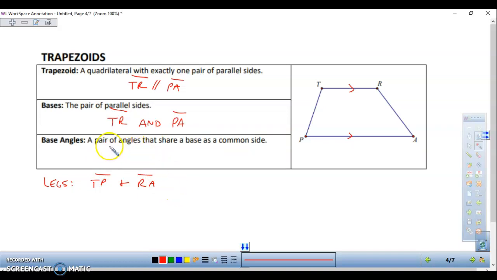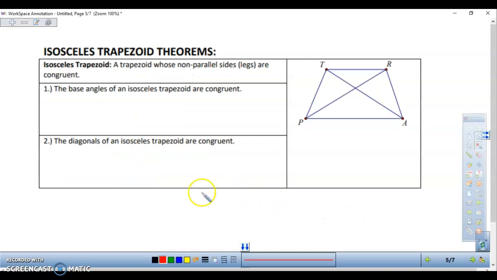And base angles are the pair of angles that share a base. So they come in pairs. So like angle T and angle R, they share this top base. They're base angles. And angle P and angle A, they share this bottom base. So those are our pairs of base angles. All right, so we're going to focus on isosceles trapezoids.